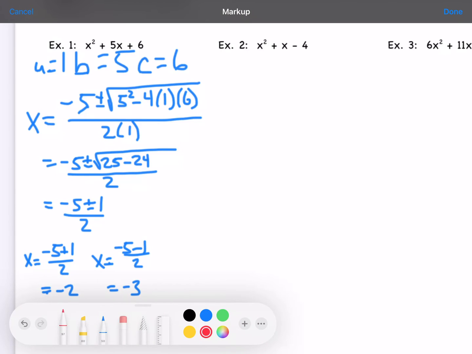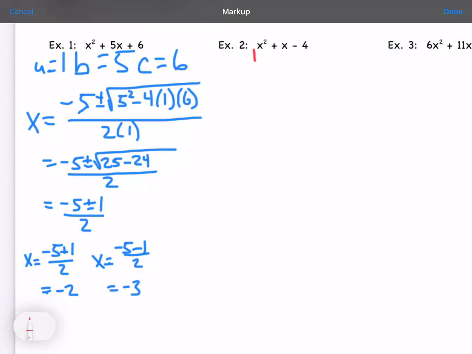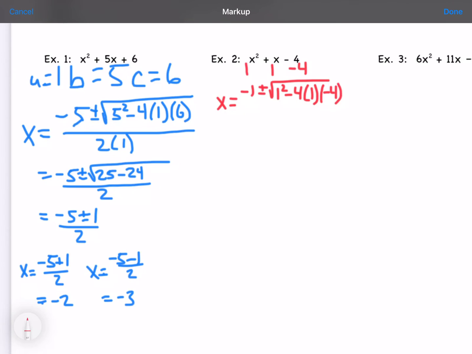Now, for the next one, a is 1, b is 1, c is negative 4. So let's plug this one in. X equals opposite of b, negative 1, plus or minus the square root of b squared, 1 squared, minus 4 times a times c. c is negative 4. All over 2 times a.